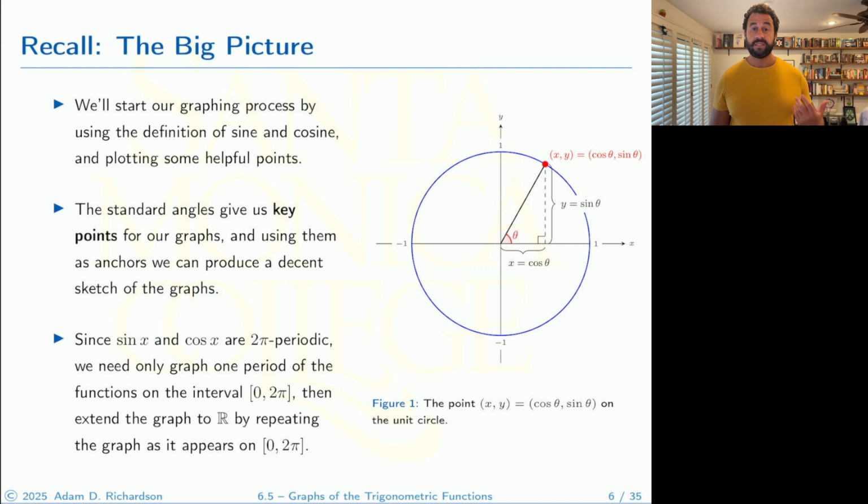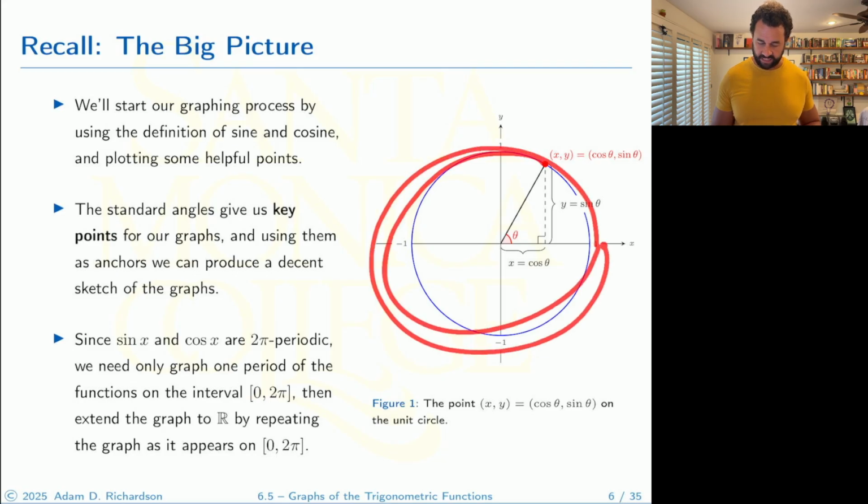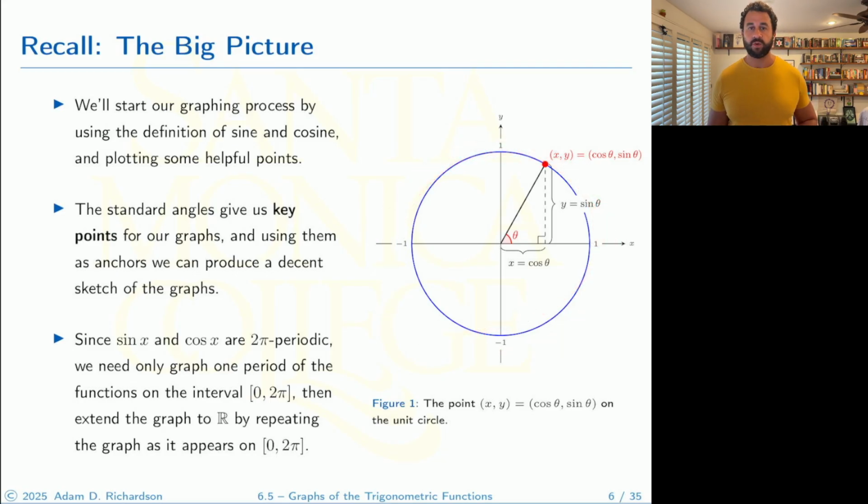The other good news is sine and cosine are 2 pi periodic. They repeat every 2 pi radians, right? We love periodic functions because then we only need to graph one period of the function and we can just copy the graph that we see on that interval on further intervals of the same length. These functions are 2 pi periodic because as you go around the unit circle, the horizontal and vertical displacement will repeat, because that point is going to go back to the same spot over and over again. So we're just going to focus on graphing one period. And then we can just repeat that period if we want the full graph.